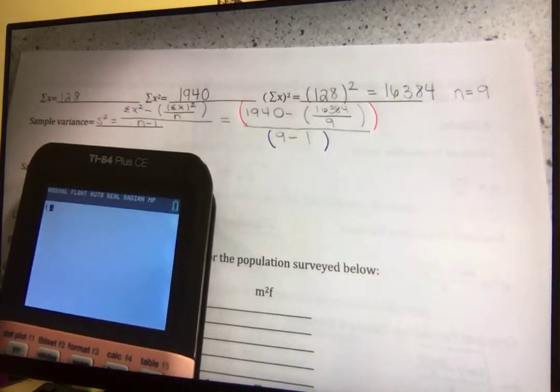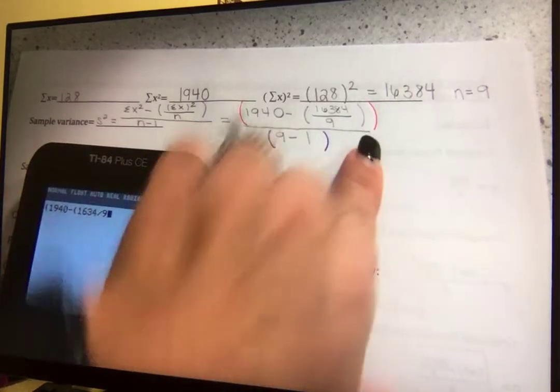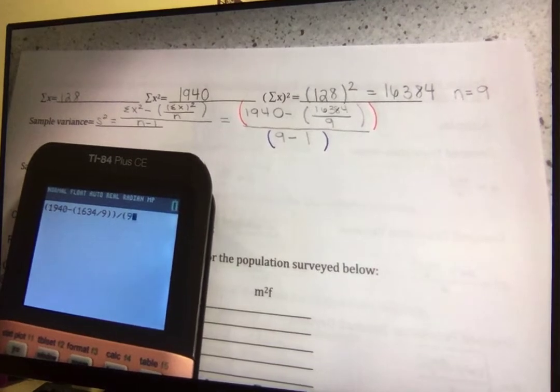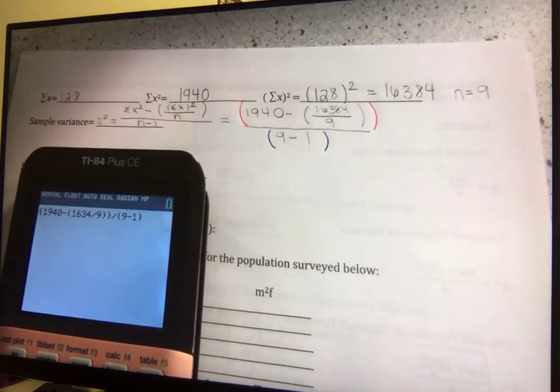So I have a parenthesis, 1940 minus another parenthesis, 16,384 divided by 9, closing off, I have two parentheses here, divided by, in parentheses, 9 minus 1, closing that parenthesis. If you see, whenever you write it out, it's exactly how you type it, with parentheses around the fractions to separate them. Press enter.